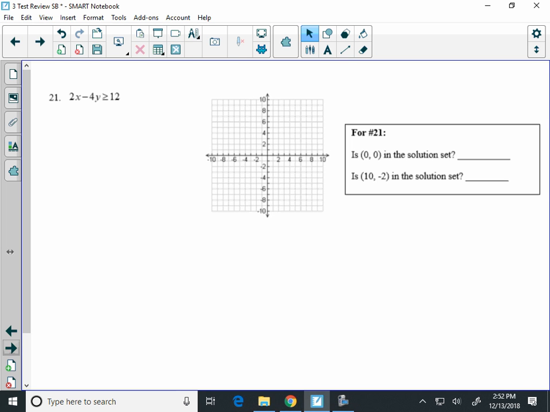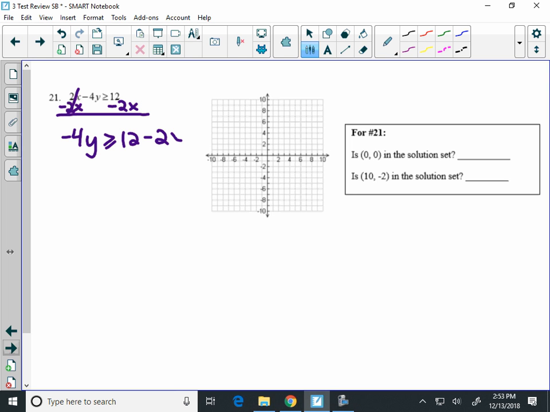I think it says 20, oh no, it is 21, I'm sorry. All right, so let's solve this. In order to graph this inequality, we need to solve for y. So we're going to start by moving the x term. We're going to subtract 2x from both sides, and you're left with negative 4y is greater than or equal to 12 minus 2x. In order to get y by itself, you need to divide by its coefficient, negative 4.